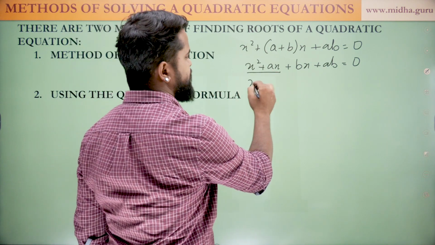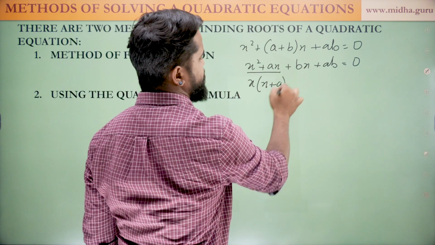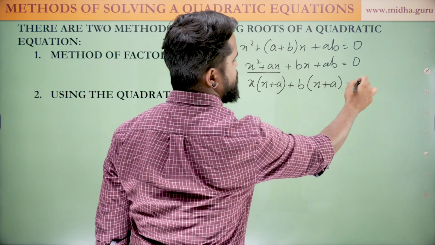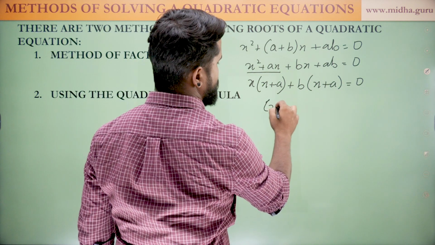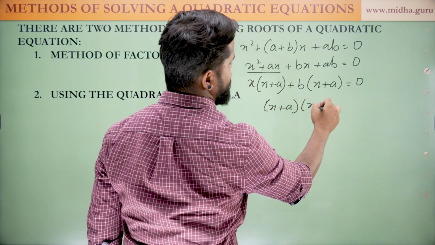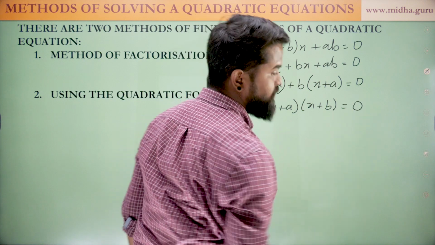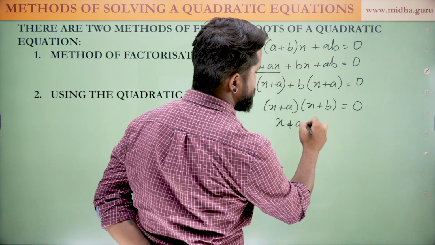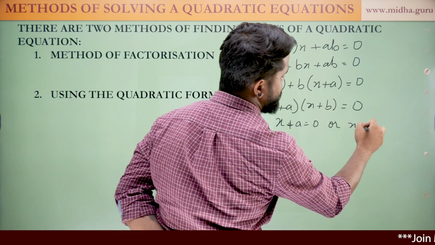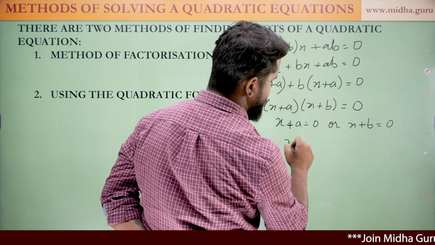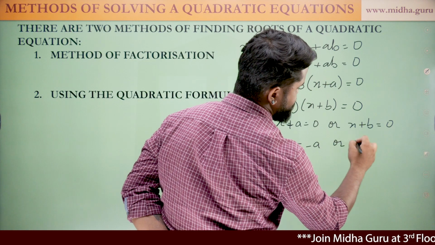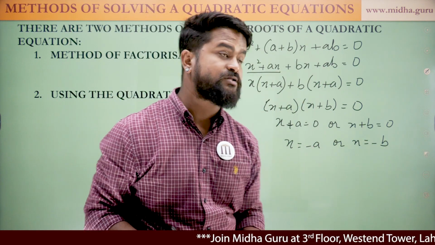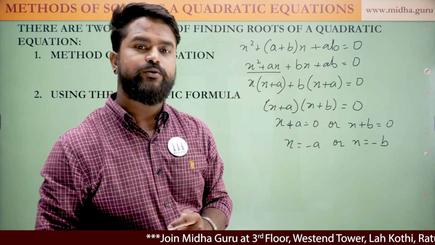Then here I'll be taking x as common, I'll get x + a. And here I'll take b as common and I'll again get x + a. So now I get (x + a)(x + b) is equal to 0. Then I'll say that either x + a is equal to 0 or x + b is equal to 0, from which I can equate that x is equal to -a or x is equal to -b. So these are my two solutions for the given quadratic equation.